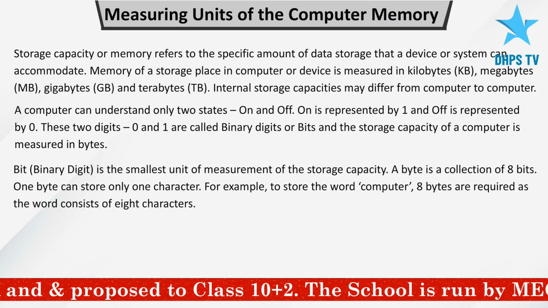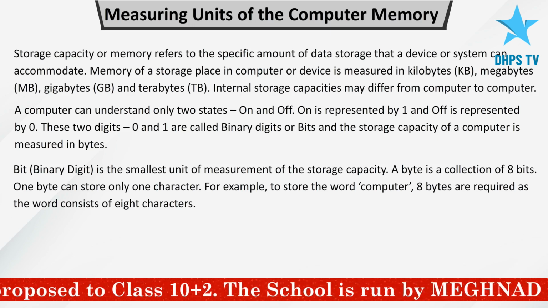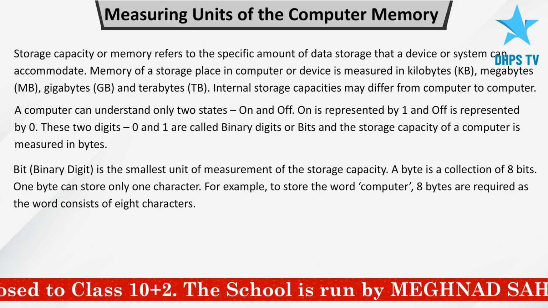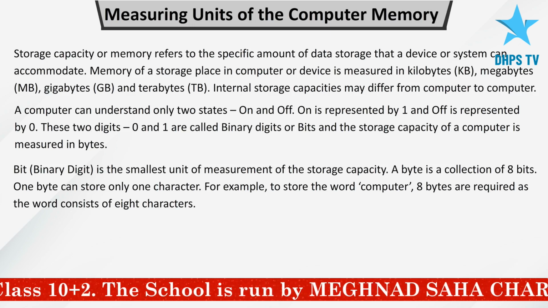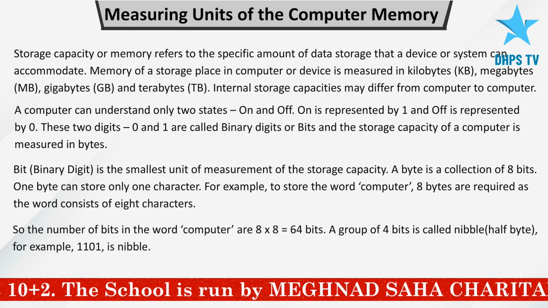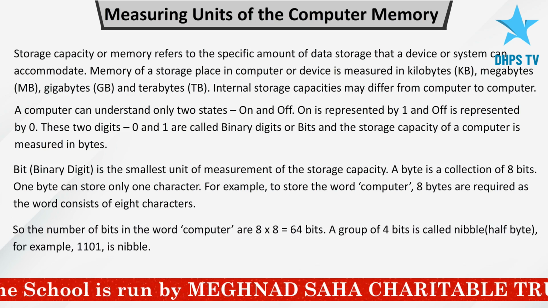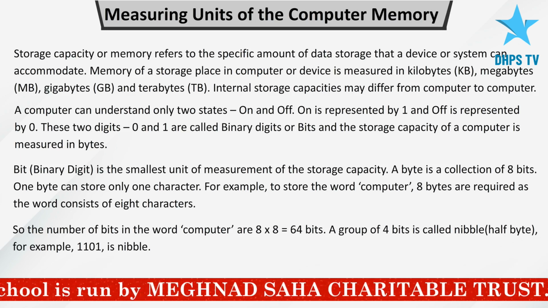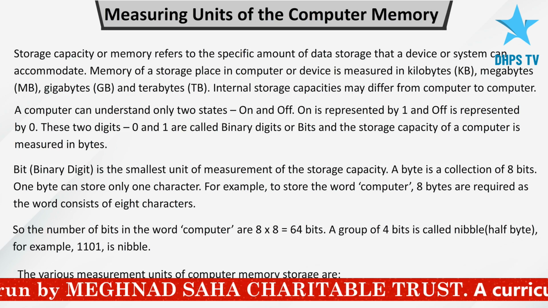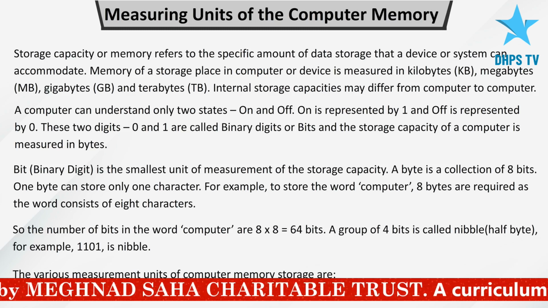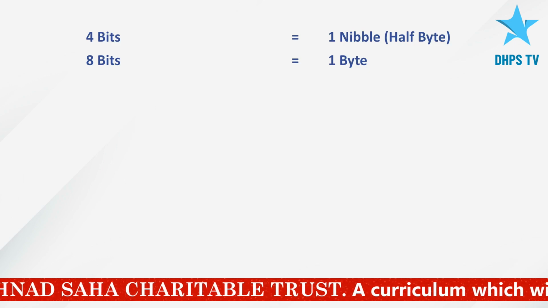The storage capacity of a computer is measured in bytes. Bit, binary digit, is the smallest unit of measurement of the storage capacity. A byte is a collection of 8 bits. 1 byte can store only 1 character. For example, to store the word computer, 8 bytes are required as the word consists of 8 characters. So, the number of bits in the word computer are 8 into 8 is equal to 64 bits. A group of 4 bits is called a nibble, half byte. For example, 1101 is a nibble.